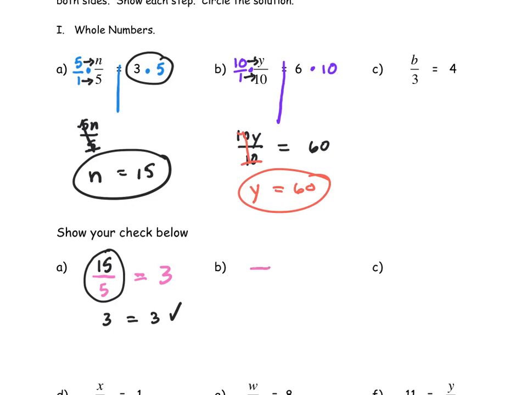In order to check that, again, I'm going to write the original problem without the y. So y divided by 10 equals 6. That's the original problem without the y. And we now think that y is 60. So I'm going to put 60 divided by 10 is 6. And that is true because 60 divided by 10 is 6, and 6 equals 6.